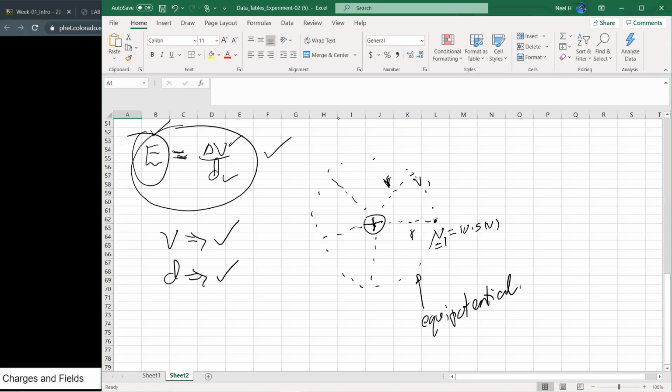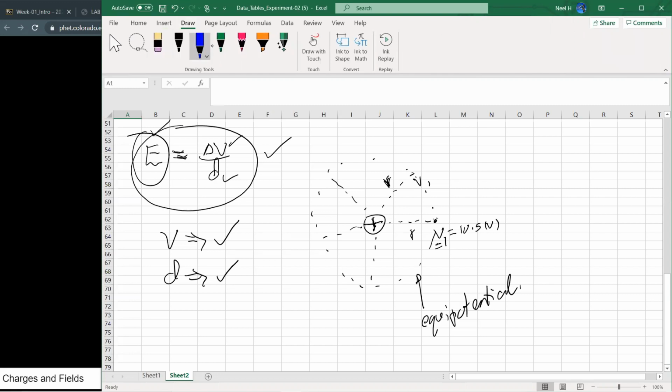Equipotential means you go around a certain electrode. If you have the same voltage everywhere, that line is the equipotential, okay? So this blue line right here is the equipotential. If I have a point particle, the equipotential should be a circle. That's the idea, okay?